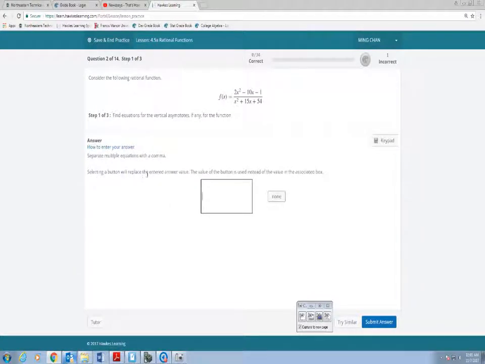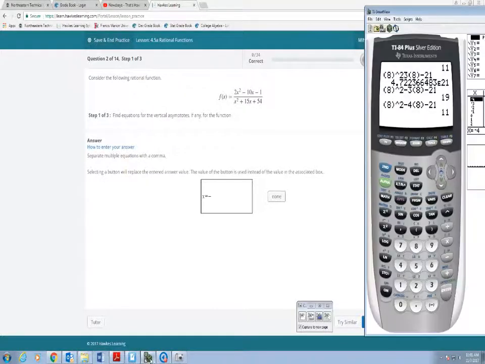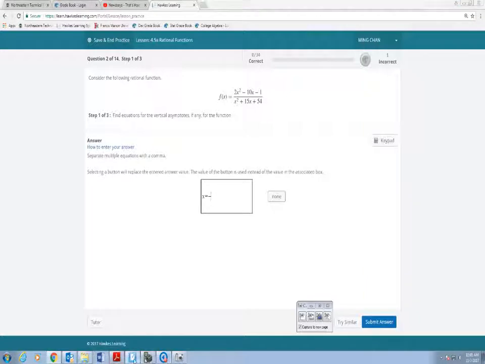Selecting a button will replace entering the end value. The value of the button is instead the value associated with the separator. So I say x equals negative, what did I say? Negative 6, negative 9? Yeah.